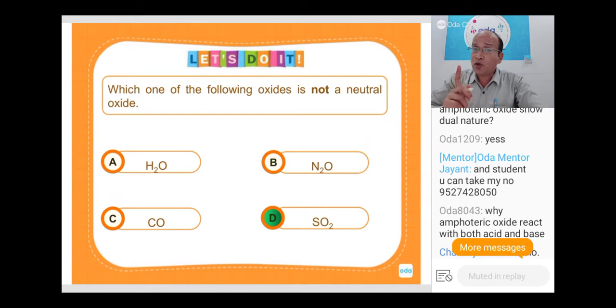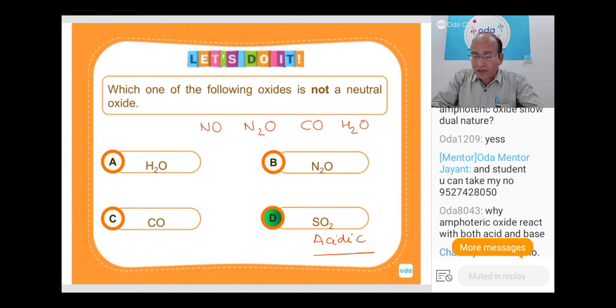Beta, how? I have told you to remember 4 oxides. 4 oxides are neutral. What are those 4 oxides? अपन ने अभी डिस्कस किया था. NO, N2O, CO, and water is neutral. We all know that. These 4 oxides are neutral. So A is neutral, B is neutral, and C is also neutral. What about D? D is acidic. The question is asking which is not neutral, so the answer is D, sulfur dioxide.